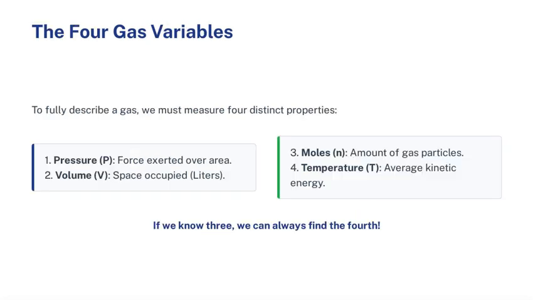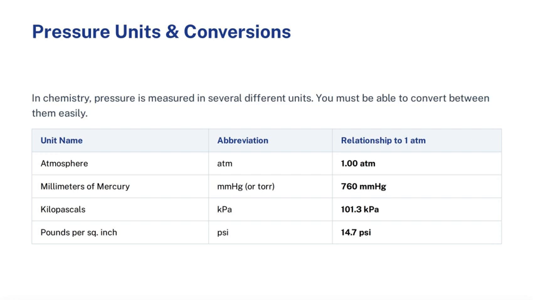Okay, so the four gas variables we have to describe a gas are pressure, which is the force exerted over an area, the volume, the space the gas occupies, moles, the amount of gas particles in the box, and temperature, average kinetic energy. If we know three of the four, we can always find the fourth, but if we only know two, better luck next time.